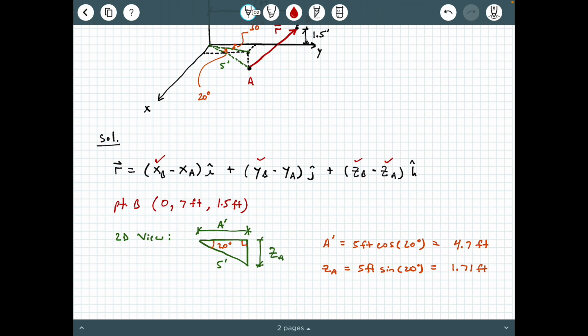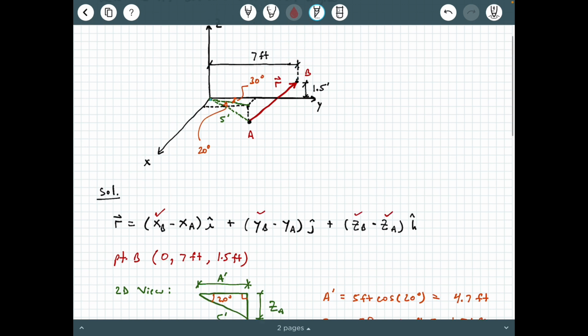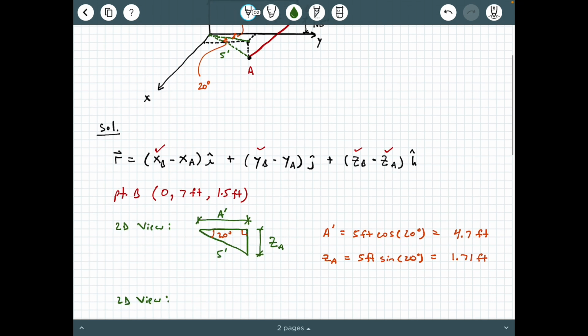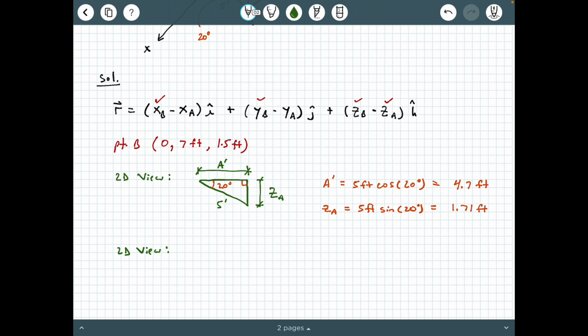What about x sub A and y sub A? Well, now what we've done is, since we have gotten this 4.7 feet, which is A prime, which is really this length right here, this diagonal line on the XY plane, what I can do now is peel out this right triangle that's in the XY plane that contains this 30-degree angle, and I can look at that in 2 dimensions, okay? So how about I do another 2D view, all right? Another 2D view, and I look at that triangle that's in the XY plane. So what am I going to see whenever I peel that out?